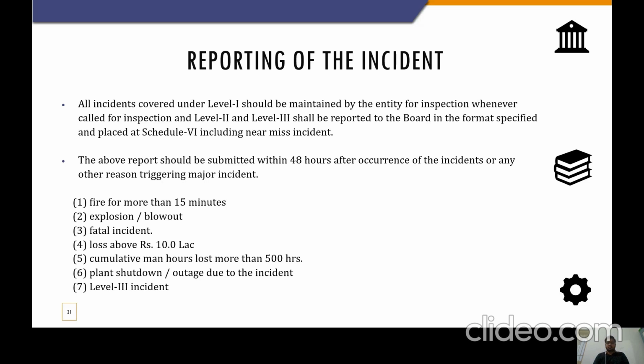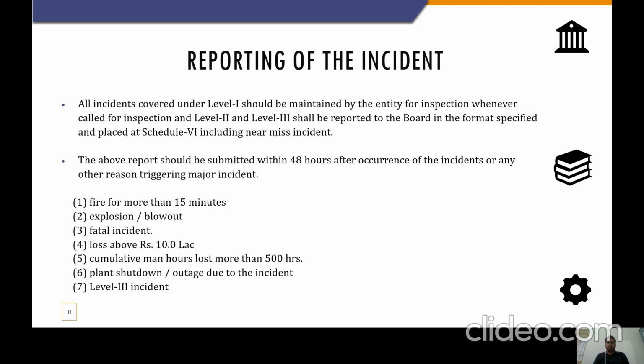Reporting of the incident. If the incident is under level 1, then the entity should call for an inspection. If the incident is level 2 or level 3, the entity should report the incident to the Board in the specified format in Schedule 6 of PNGRB, along with near miss incidents. This report should be submitted within 48 hours of the incident.